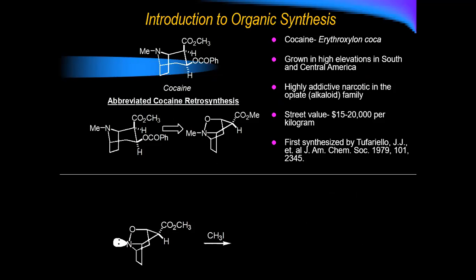And so let's look at another synthesis, right? This is the structure for cocaine. This is the actual structure. Now, the cocaine itself, when you extract it from the coca leaf, actually has an HCl molecule associated with this nitrogen, right? So it's actually cocaine hydrochloride.